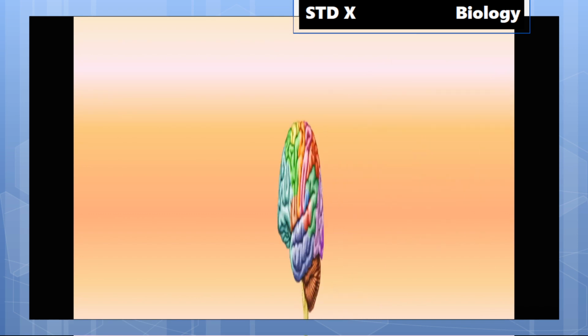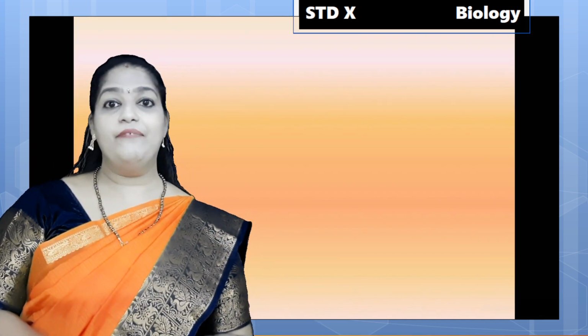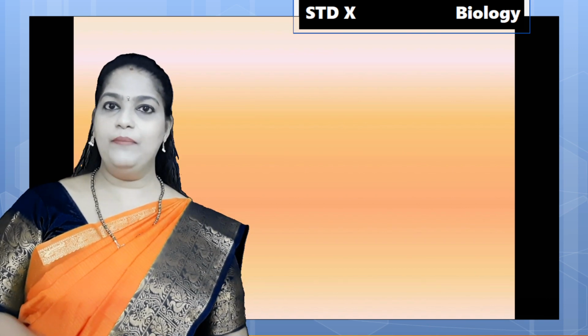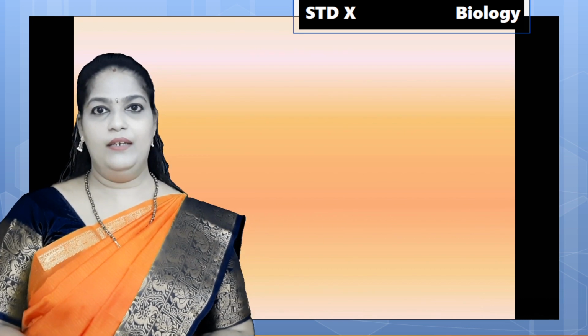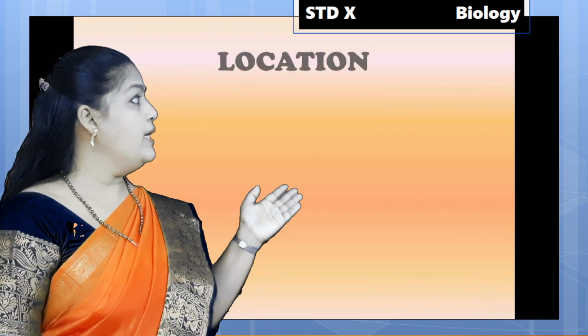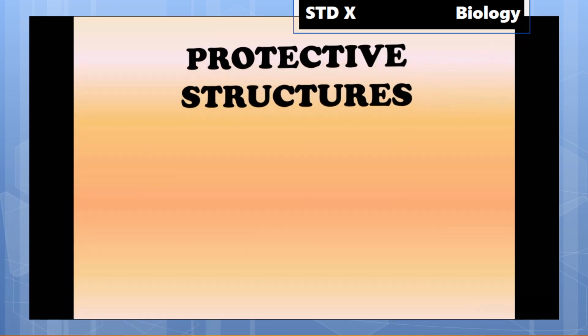The most powerful computer ever known is human brain. It possesses about 100 billion neurons with connections known as synapses wiring these cells together. So let's see the fascinating facts of human brain. Now let's see the location of brain. As you know, the brain is located in the anterior part of human body. Moving to the protective structures.